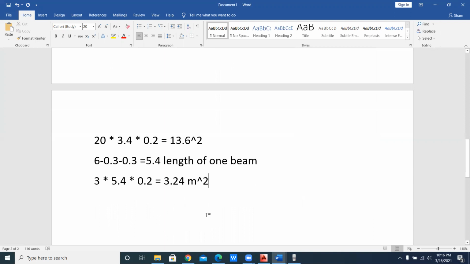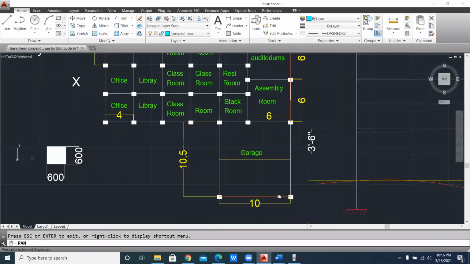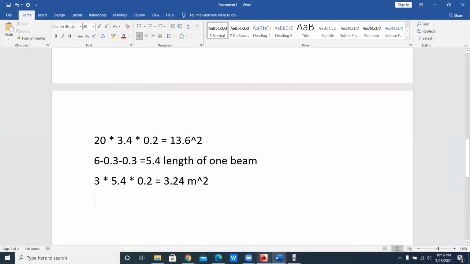Now what is basically a third beam? This is your shear wall. You can also provide a beam here, let's suppose this is your shear wall and here you are providing the beam. Then you can easily provide the beam.